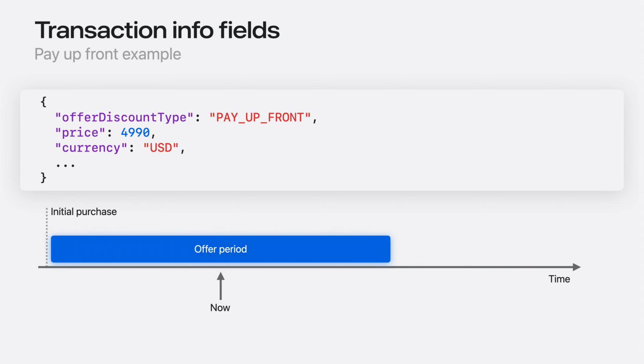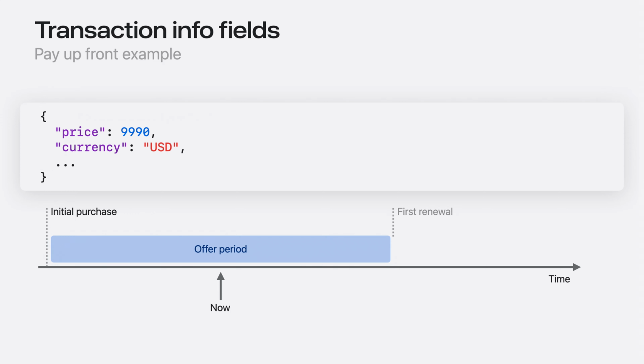If you check the transaction info for the initial period, you'll see this purchase is part of a pay upfront offer. The display price for the transaction is $4.99 in the currency USD. At the end of the 2-month promotional period, the subscription renews. The customer is now at the normal price of $9.99 USD.